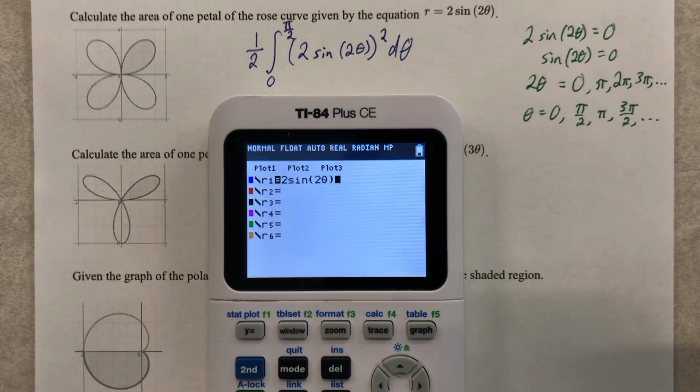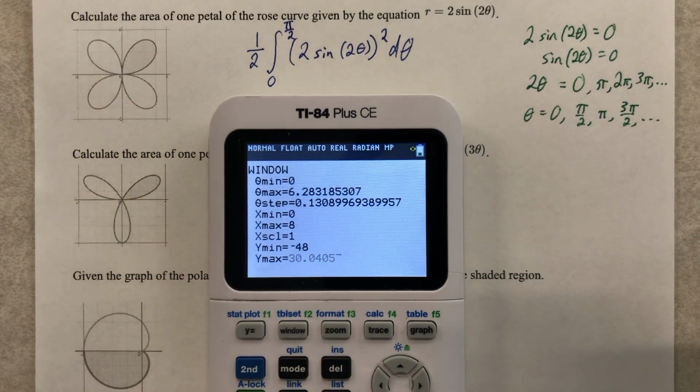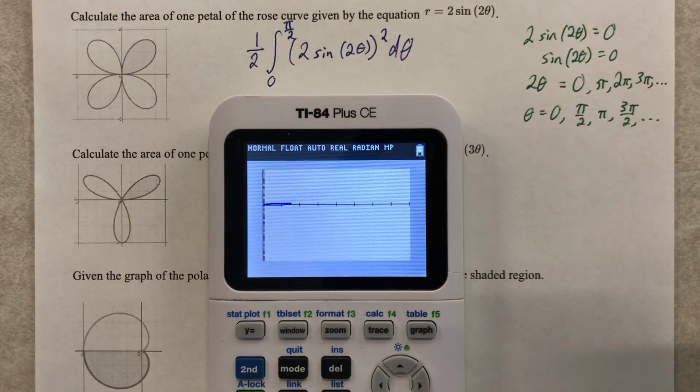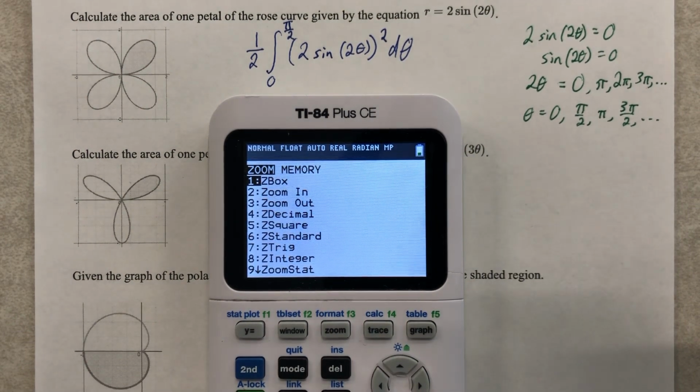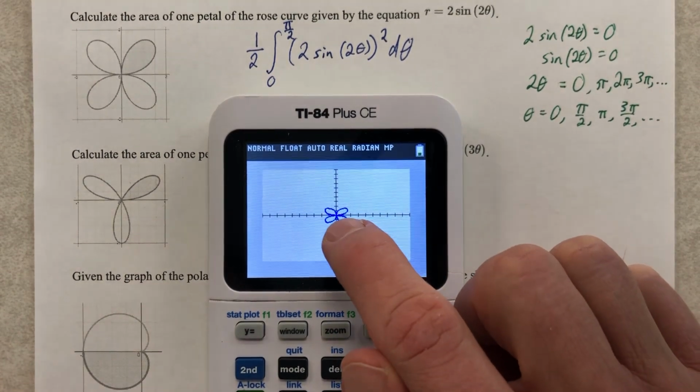I want to only graph from 0 to pi over 2, just to confirm my suspicions. So 0 to pi over 2. And we graph. And it's hard to see, so I'm going to go to a standard window. I'm about to make a mistake, but I'm going to do it on purpose. Zoom 6, zoom standard. And oh, there's the whole thing. Oh no, I made a mistake. I only want one of the petals.